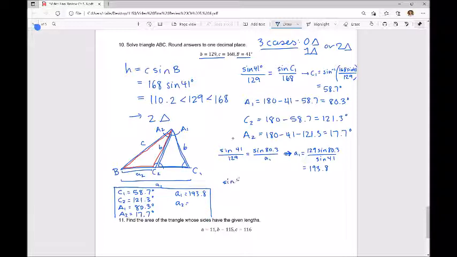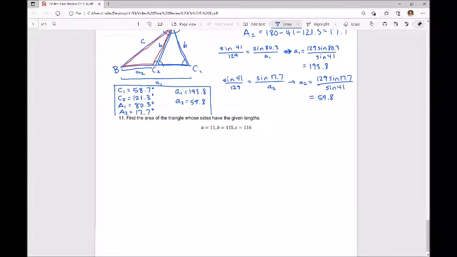And the last thing we need to do is just find side A2. So the sine of 41 over 129 is equal to the sine of 17.7 over A2. And this tells us that A2 is going to be 129 sine of 17.7 over the sine of 41. And so A2, if you put that in the calculator, should be about 59.8. All right, so that was the big long two triangle problem.